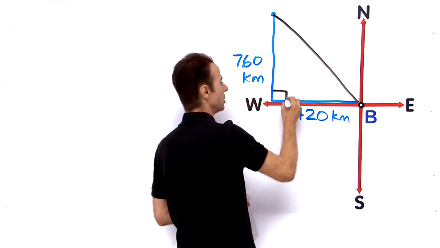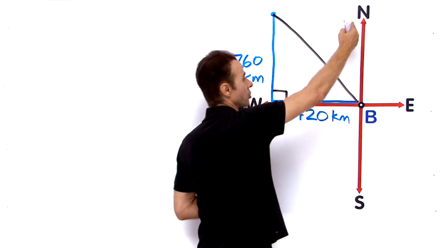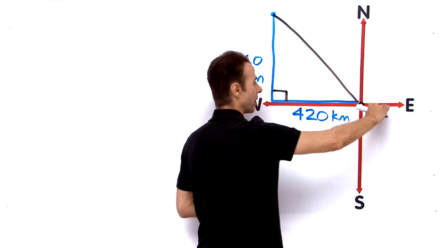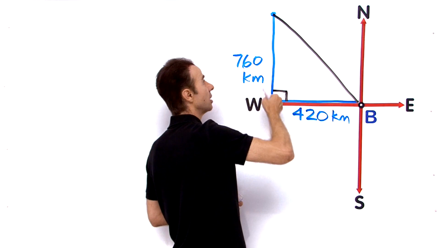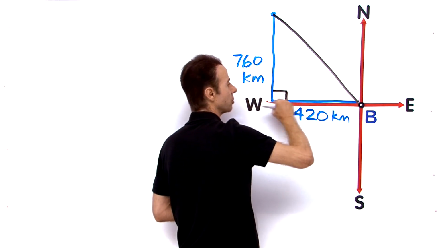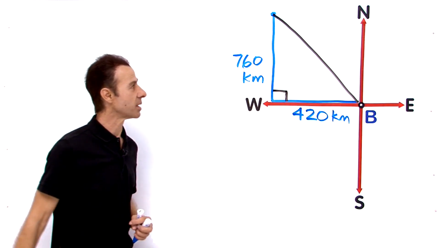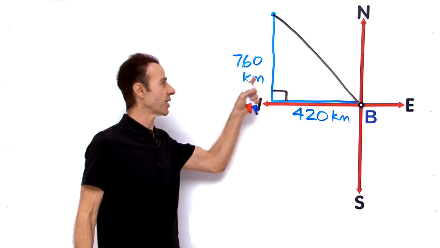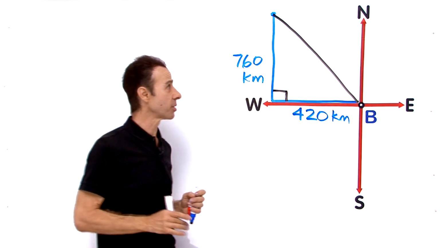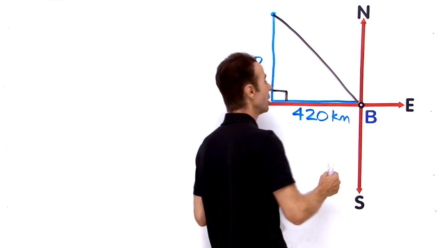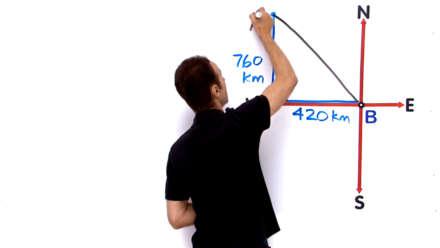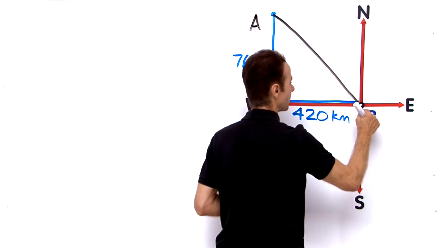Why is it a right angle? It's a right angle because north-south is at right angles to east-west. So they're at right angles there. So we have distances there and there. We want to find the true bearing of A, which is up here, from B, town B.